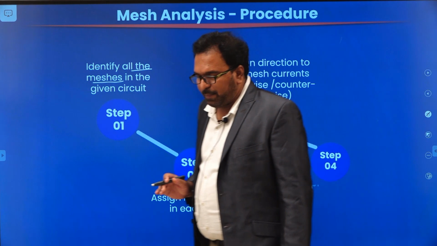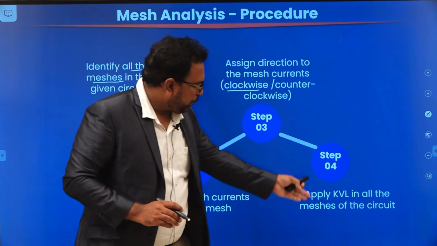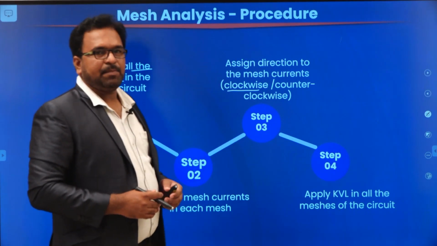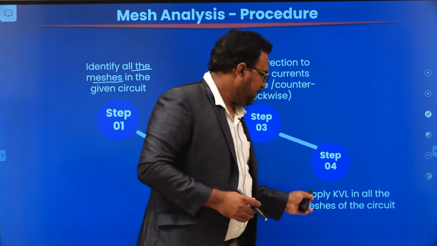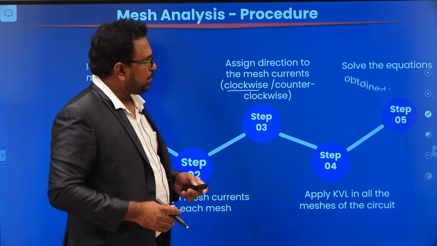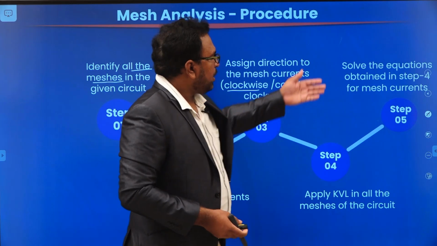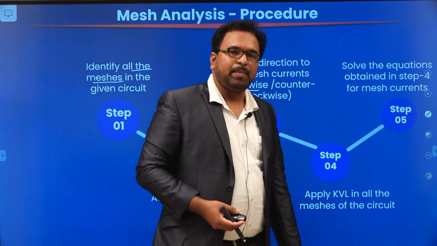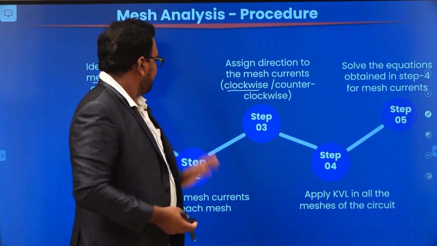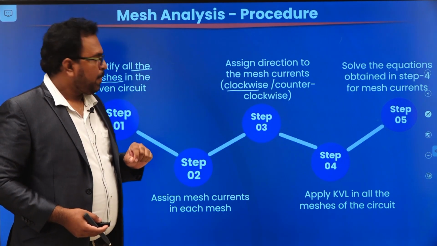After assigning the directions to the mesh currents, in step 4, you are going to apply KVL in each mesh of the circuit. In the final step, after applying KVL, you will get a set of equations. Then you have to solve those equations to obtain the mesh currents. So this is the process involved to apply mesh analysis.